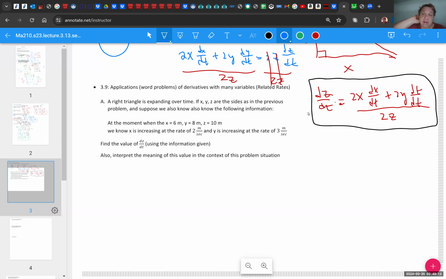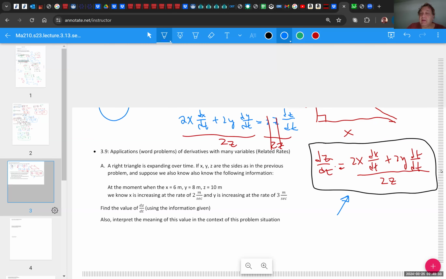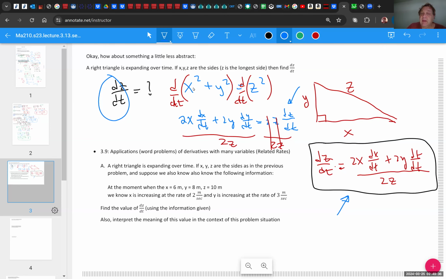So we ended up with a little more complicated version of that using several variables as a warm-up for this video. And that was about this right triangle that's expanding over time. We have side lengths of x, y, and z. And we ended up with this particular formula that the rate of change of z was given by this. The way we came up with that is we wrote down the Pythagorean theorem, x squared plus y squared equals z squared. Since we're looking for dz dt, we differentiate with respect to t. We did our chain rule, and we solved for dz dt, giving us this wonderful formula right here.